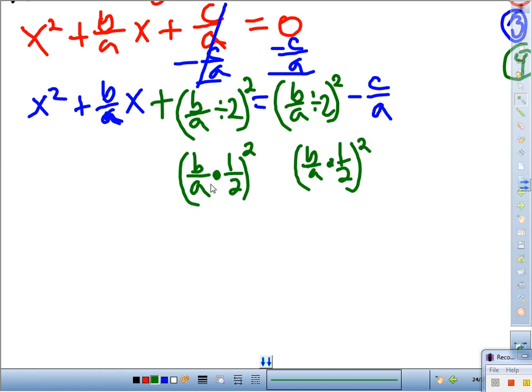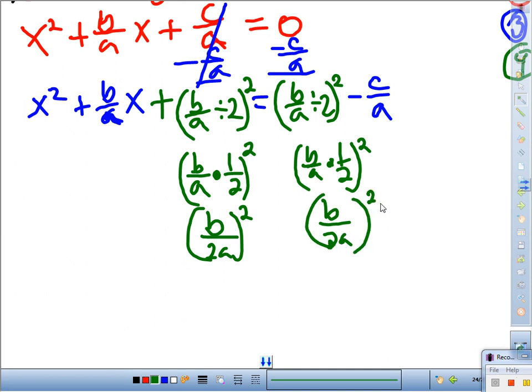Am I done simplifying this? No. What is b times 1? b. What is a times 2? 2a, and all that to the second power. b over 2a, and all that to the second power.